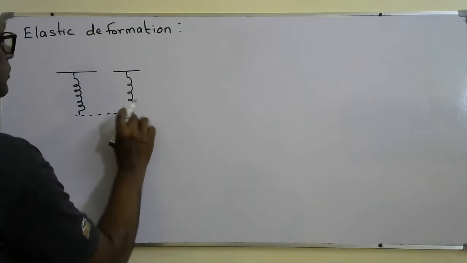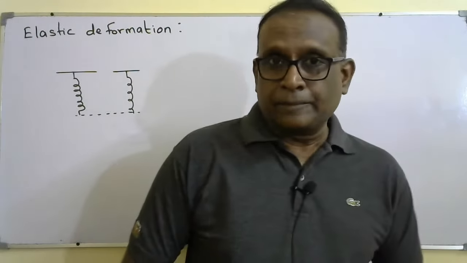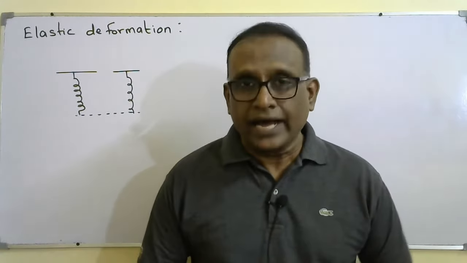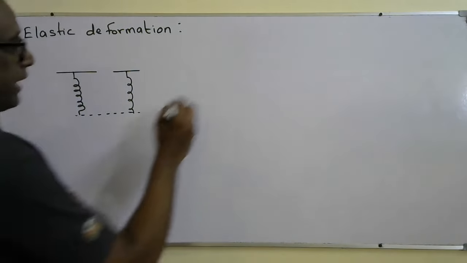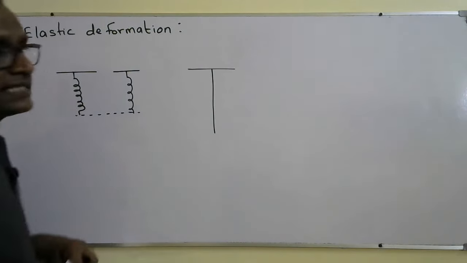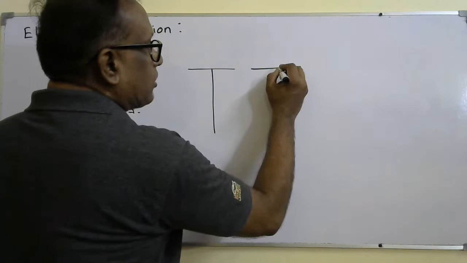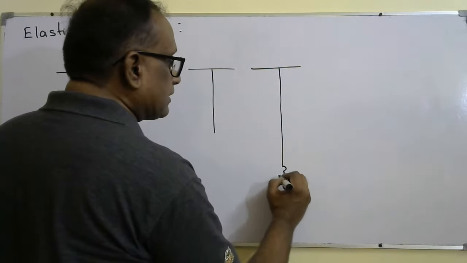The spring will come back to the same initial length. So that type of deformation is called elastic deformation. Elastic deformation is shown not only by a spring, even a wire can show elastic deformation. Like a copper wire hung from a roof. Initially it has a length this much. When you apply a force by using a weight slot, the wire will extend to this particular length.